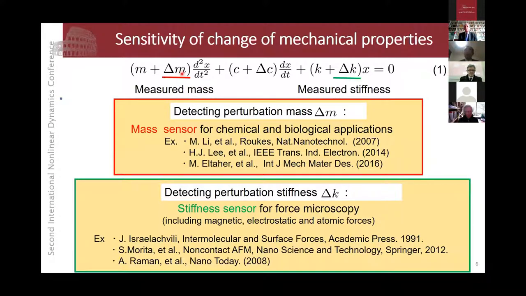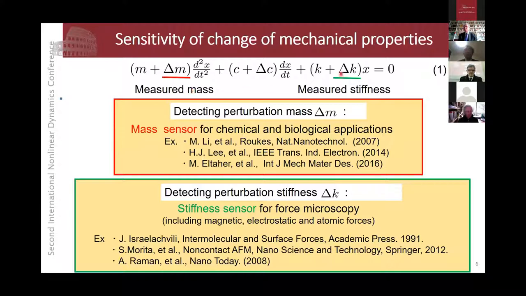Delta M can be regarded as a measured mass adhered to the resonator. Detection of delta M leads to mass sensing, which has been proven useful for chemical and biological applications, such as measuring DNA interaction and detecting proteins and bacteria and so on.